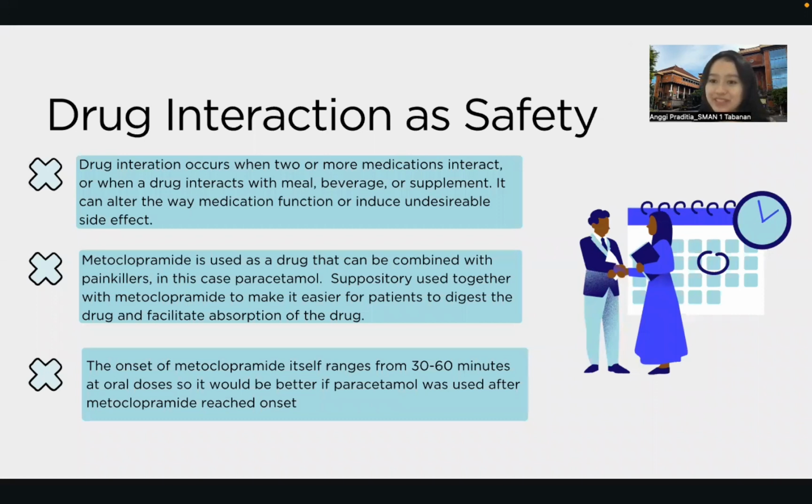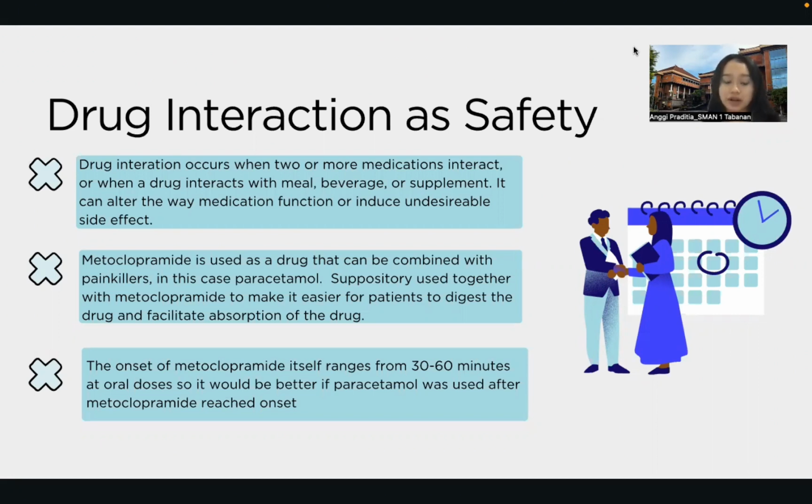Okay, thank you so much. My name is Pramaditya Putri. My last 3 digits of my student number are 067. And today I'm going to present drug interaction and safety. So first, we have to know the definition of drug interaction. Drug interaction occurs when 2 or more medications interact, or when a drug interacts with a meal, beverage, or supplement. It can alter the way a medication functions or induce undesirable side effects.